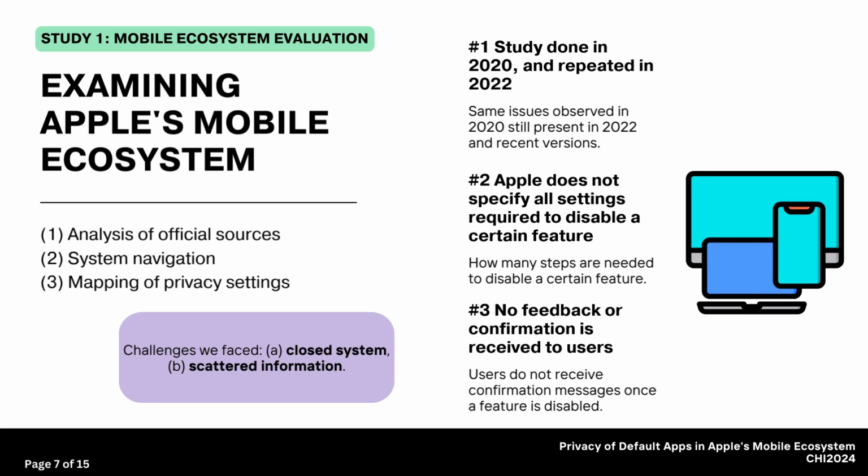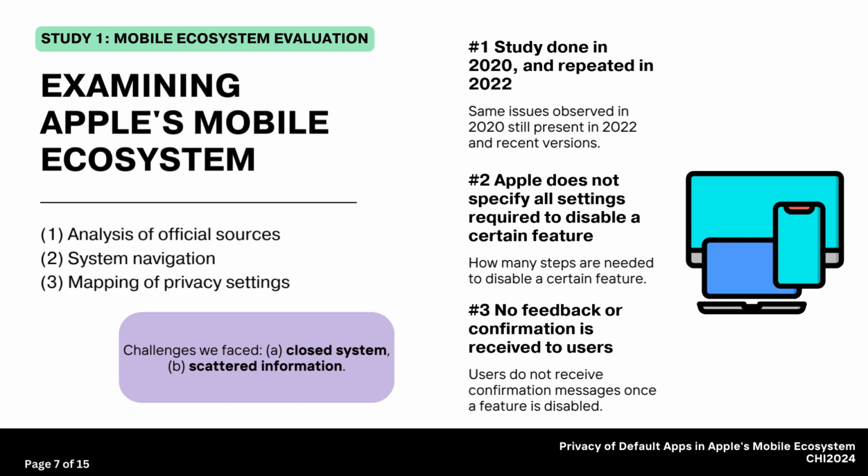We repeated the study in 2022 and observed that the issues we previously noted in 2020 remained in the second version of the study. We found that not all settings are clearly documented, or they are misleading. Apple does not list all the privacy configurations required to turn off or disable a feature from functioning. This resulted in an unknown number of actions required to completely disable data sharing.